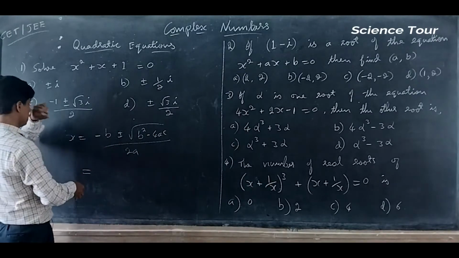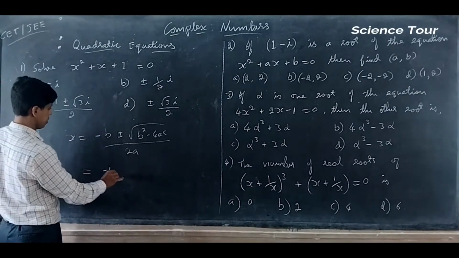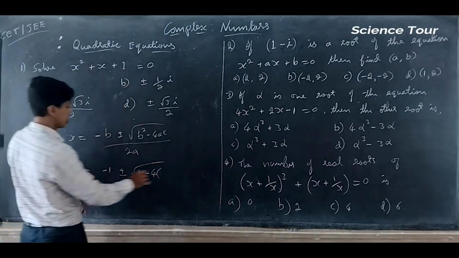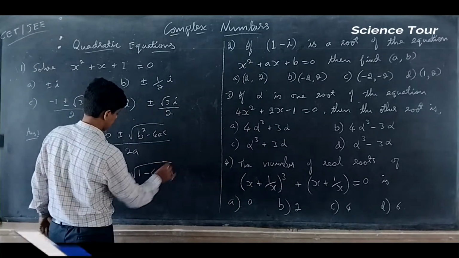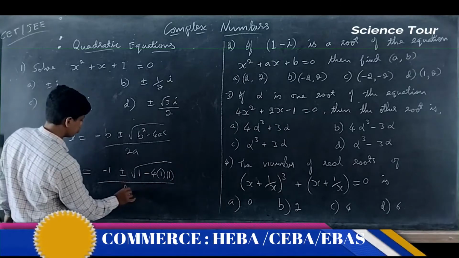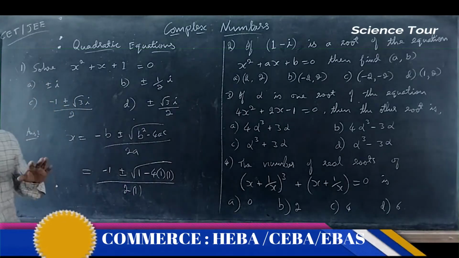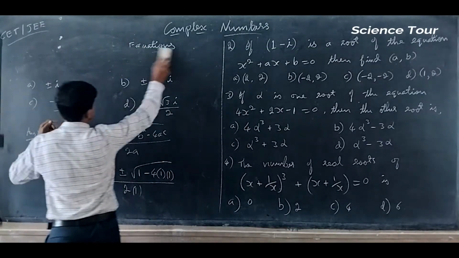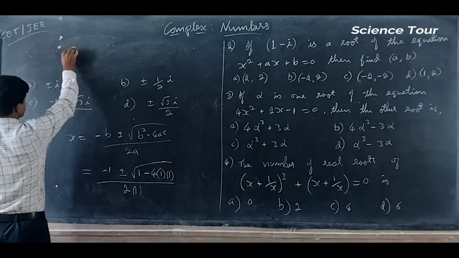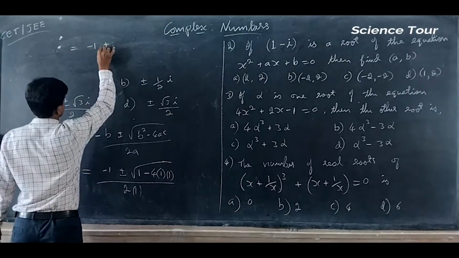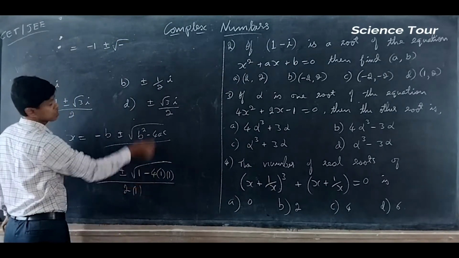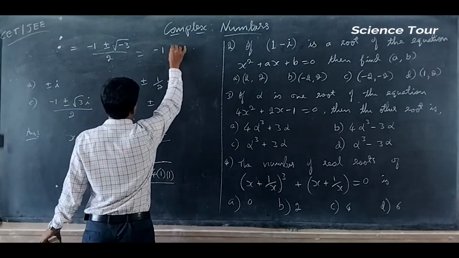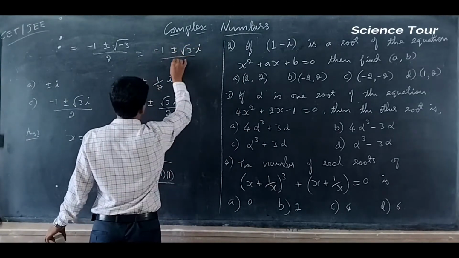Okay, now what is minus b? So minus b is minus 1 here, and b square is 1 square minus 4 into 1, correct? So that is 4 itself divided by 2 into 1. So that's the simplest expression. So now what are you getting? So you will get minus 1 plus or minus square root of 1 minus 4, that is minus 3, divided by 2. So hence it is minus 1 plus or minus root 3i divided by 2.